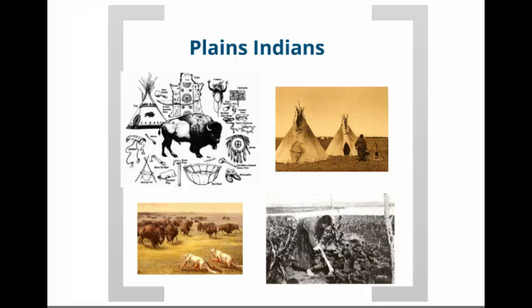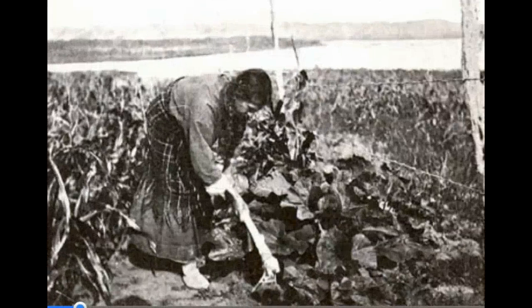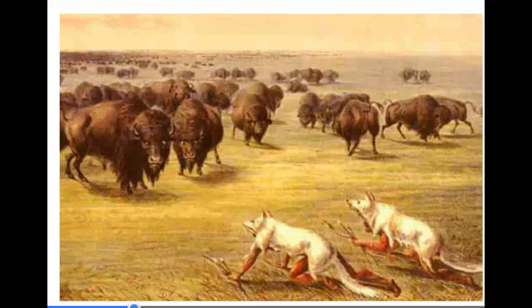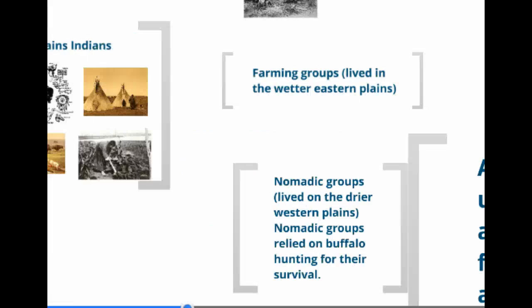Let's take a look at the two distinct groups that lived on the plains, although there were many different groups of Native Americans that lived on the plains. The groups that lived in the eastern plains largely subsisted on farming. The groups that lived on the western plains did not have the option because there was much less rainfall in the western plains, and they survived largely on the buffalo, hunting the buffalo. Both groups, however, used what was available to them for food, clothing, and shelter.